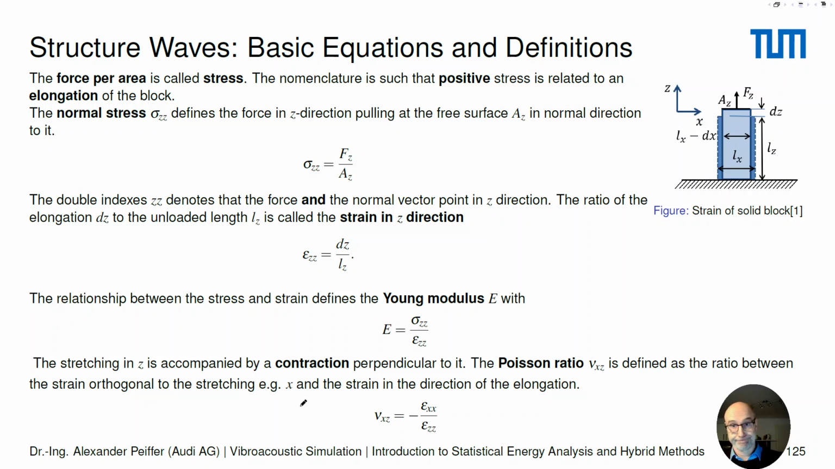The stretching of a solid is always accompanied by contraction. So if there is an elongation of this block, it gets thinner. The quantity that describes this effect is the so-called Poisson ratio, denoted by nu. Here the convention is also the double index, so the ratio of the strain in x direction divided by the strain in z direction is given by nu xz. We use a negative sign here because the strain in x direction will be negative, and this guarantees that the Poisson ratio is positive.